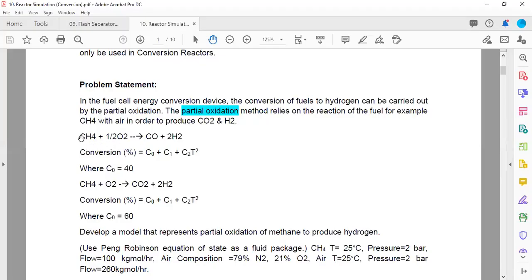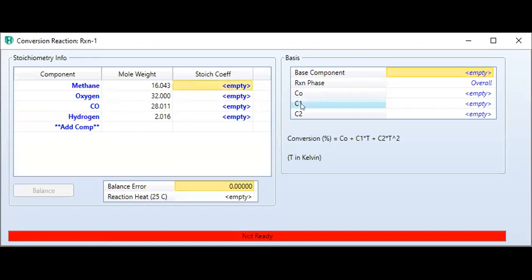As we know, for methane it is 1, for oxygen it is half, right? Ultimately, since they are the raw materials, they will be -1 and -0.5, and for CO it is 1, and for hydrogen it is 2. So this we will enter. For methane it is -1, for oxygen it is -0.5, for CO it is 1, for hydrogen it is 2.